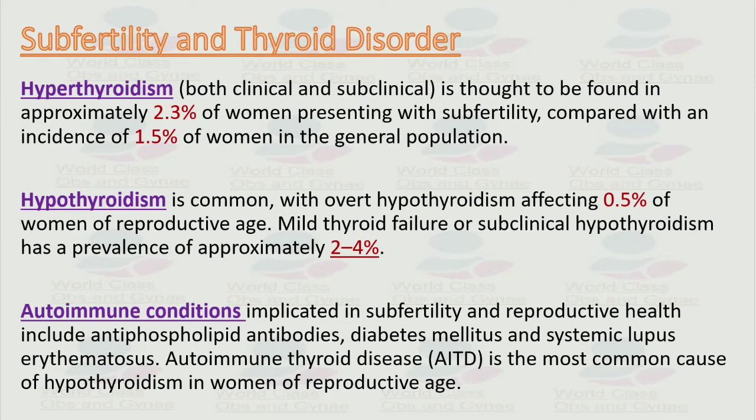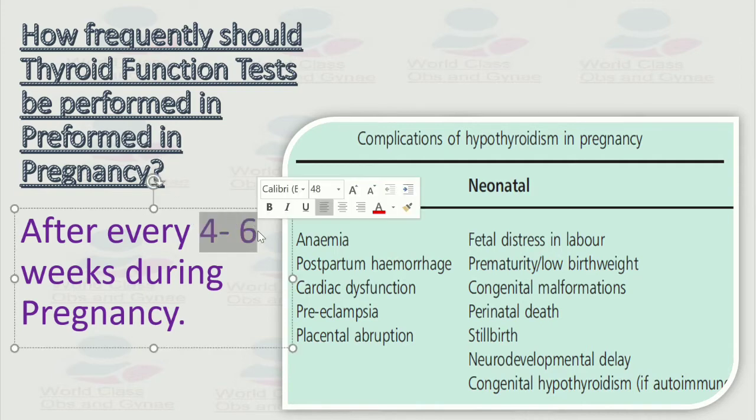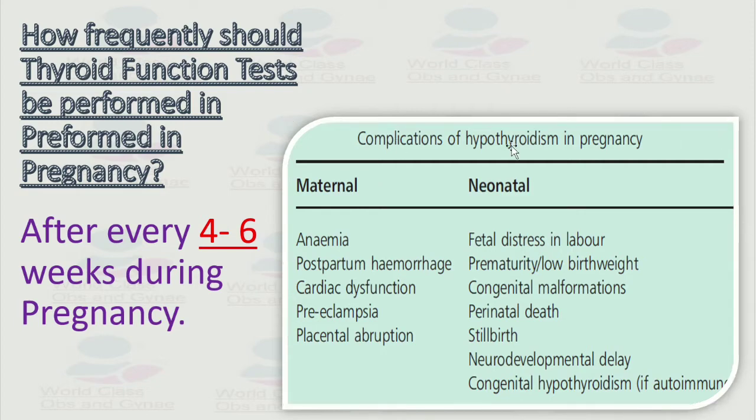Now, how frequently should thyroid function tests be performed in pregnancy? That is after every 4 to 6 weeks during pregnancy. Now, complications of hypothyroidism in pregnancy are very important. It is a viva question as well, and in theory, different questions might be asked related to this. We should know the complications of hypothyroidism in pregnancy, and this table is basically from the TOG article.